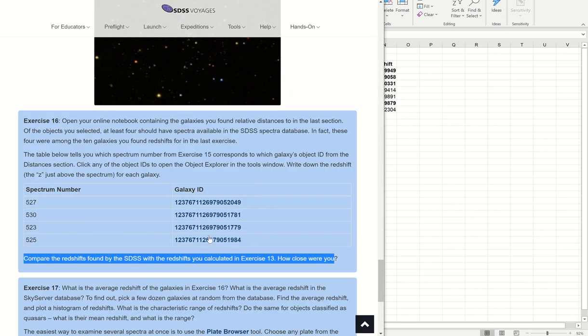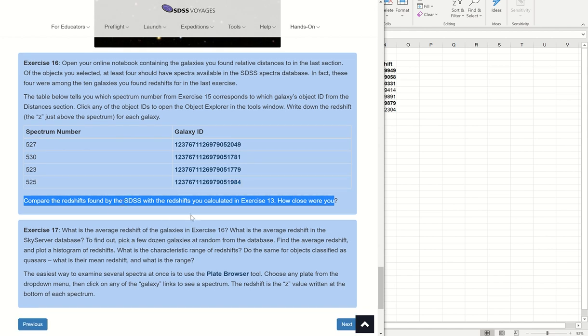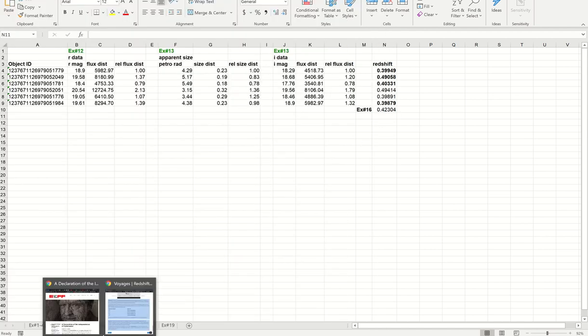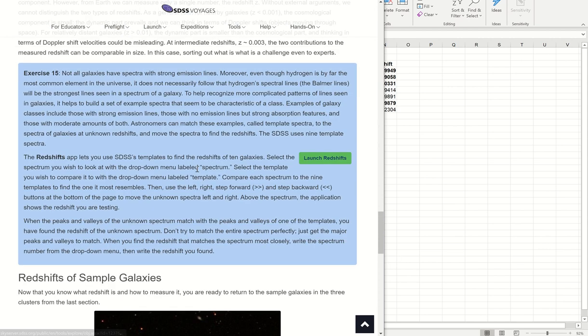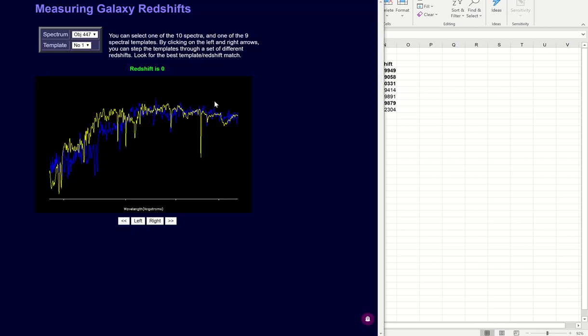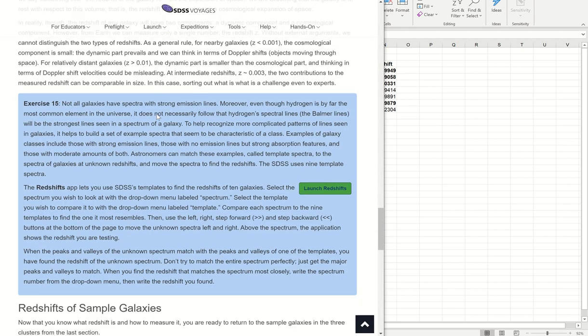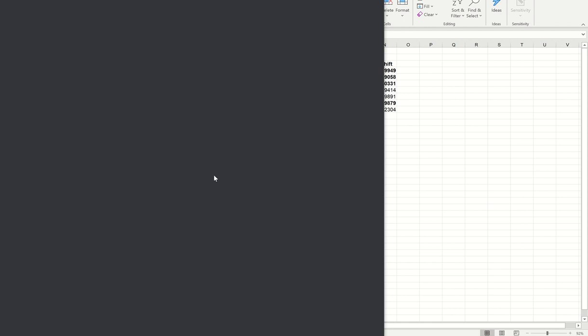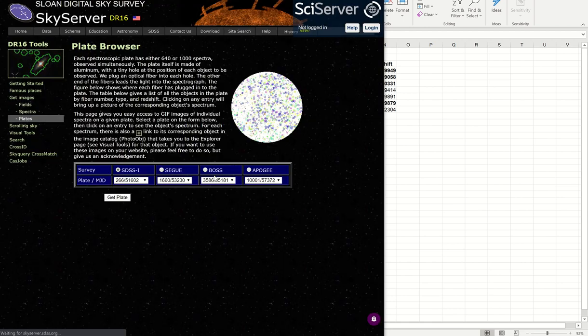Going back to the project page. So these, again, were these redshifts close to the ones that you got from exercise 15 from this redshifts little applet activity. The last part of this, exercise 17, is looking at a particular plate, and I'm going to get a plate from the Sloan Digital Sky Survey.